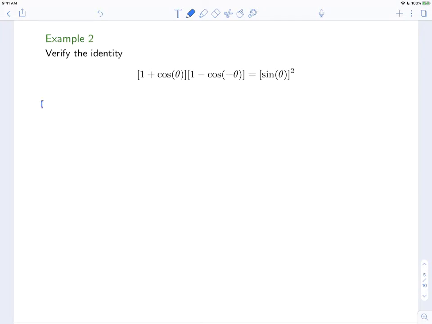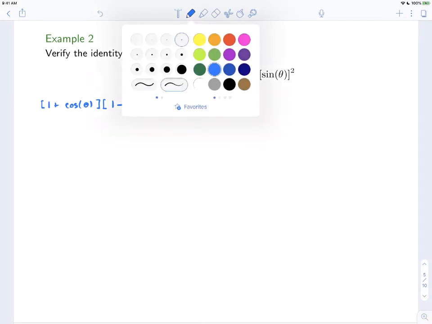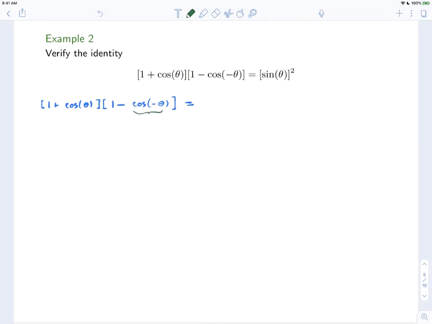We have that 1 plus cosine of theta times 1 minus cosine of negative theta is equal to, well, what is it equal to? The first thing we observe is that cosine is an even function. So cosine of negative theta is the same thing as cosine of theta. Consequently, this product is the same thing as 1 plus cosine of theta times 1 minus cosine of theta.